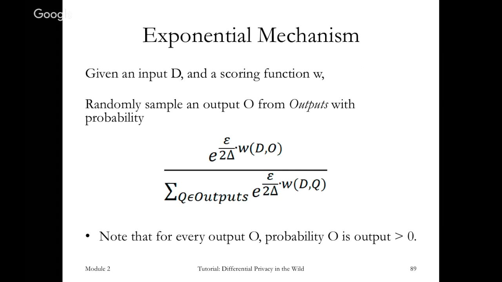And then to actually produce an answer, we take that scoring function and we sample from this distribution. Basically the probability that we sample a particular output is proportional to the score exponentiated. The denominator here is just a normalizing term that sums over all the possible outputs that we can produce.